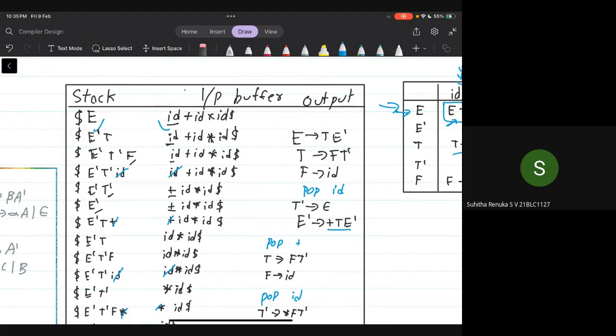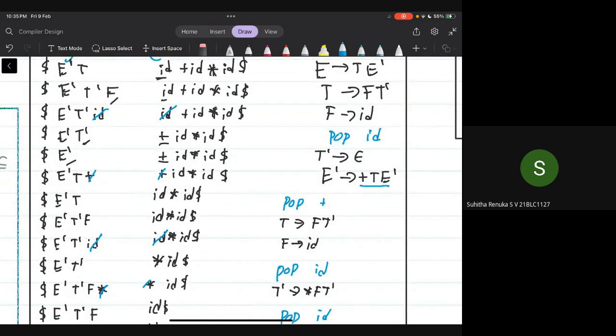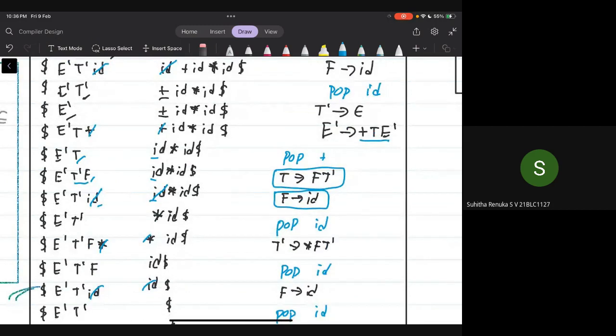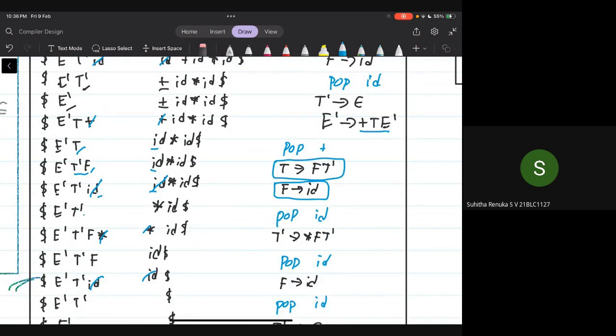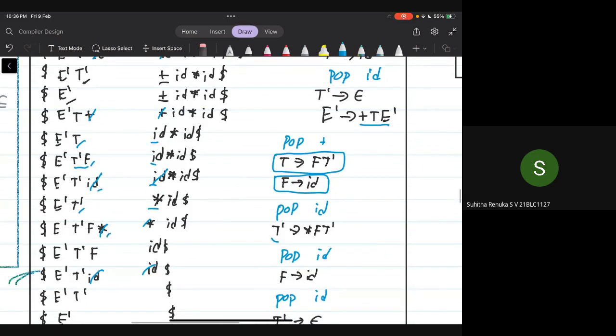Pop plus. Then what is the next string? For T and ID, you found this thing. So you wrote here T dash and F. So now again you'll check for ID and F. F goes to ID. So you'll get ID, ID cut, pop ID. And T dash and star. T dash and star, what is it? T dash goes to star F T dash. So you'll get star here, star cut, pop star.